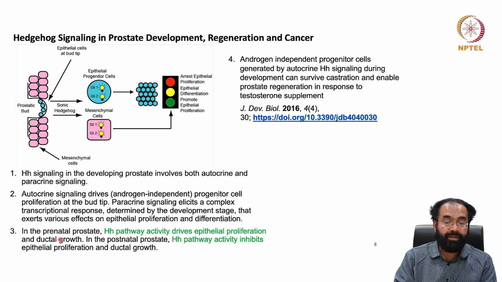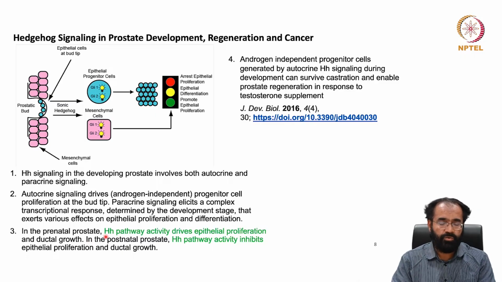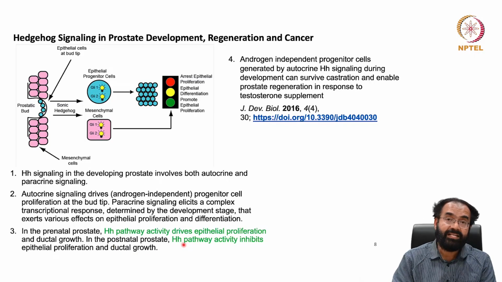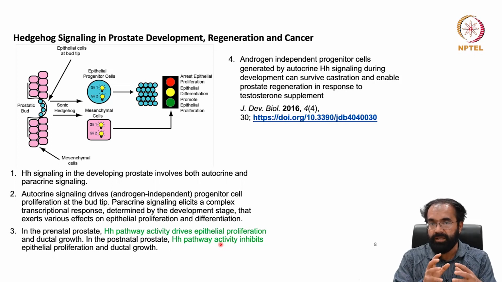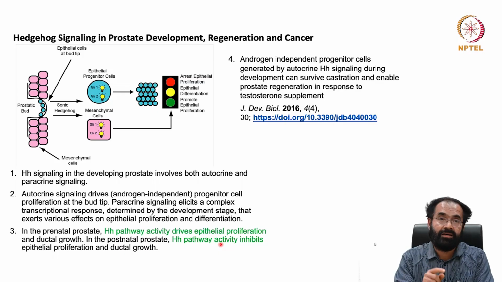In the prenatal prostate, during very early development, hedgehog pathway activity drives epithelial proliferation and ductal growth. In the postnatal prostate, that means post-delivery, hedgehog pathway activity inhibits epithelial proliferation and ductal growth. So what do you understand from here? Same signaling event. During early development, it allows the organ formation, but soon after birth, it does not want any more proliferation because it is done and dusted.